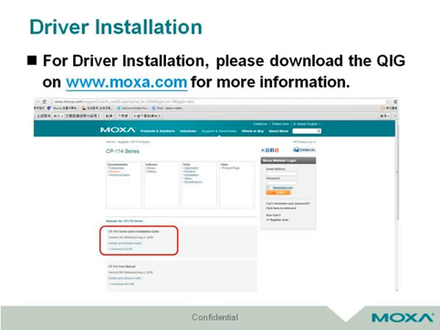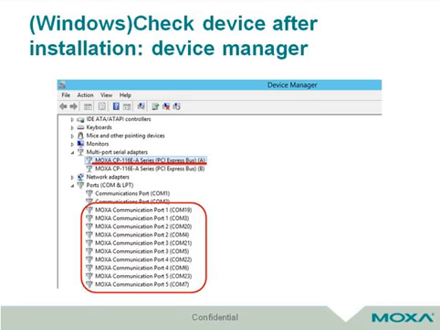We are not going to teach you how to install a driver step by step here. You can download the quick installation guide on www.moxa.com. Follow the instructions to install the driver by yourself. Here's a tip to check if your device is ready to use after installing the driver. For Windows, after installing your driver, please go to the Device Manager and look for ports. You can see your COM port listed like on the screen.